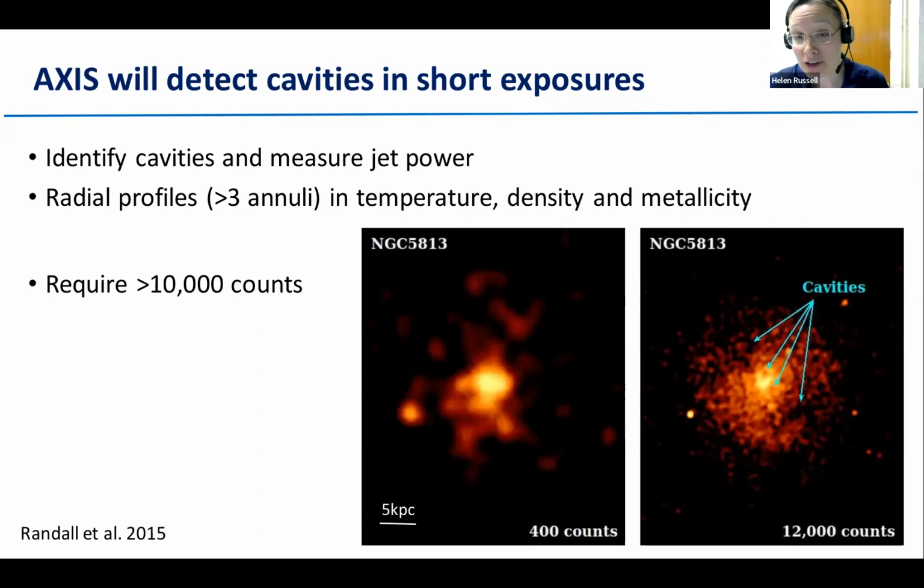If we move to 12,000 counts with the AXIS observation, on the right, you can start to do a feedback study, right? And we can do that easily here. We can see the cavities. We can detect the inner ones at high significance. We can see the ones further out. You can also get radial profiles and all the gas properties. We can produce a pressure profile, and having identified the cavities, we can measure the jet power. So this is really the game changer, is we can actually do feedback studies in all of these objects.